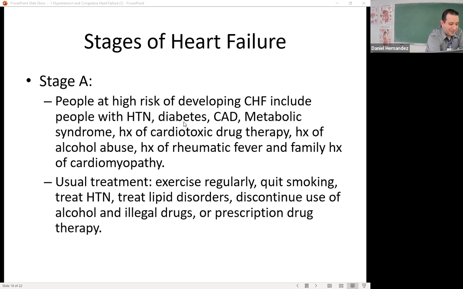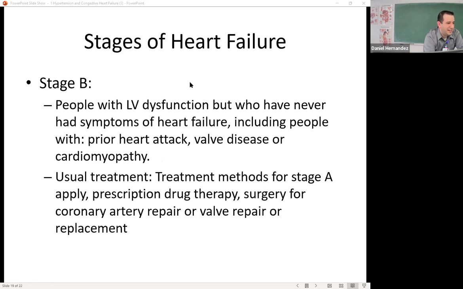Anyway, the next stage of heart failure is stage B. These are now people exhibiting some sort of dysfunction, so LV dysfunction. These are patients who have never had symptoms of heart failure before. So this is really that first stage of congestive heart failure. Stage A is still considered the first stage, but those are just patients who are high risk. Stage B is really when patients are first starting to develop heart failure. They include patients with prior heart attacks, known valvular disease, known cardiomyopathy.